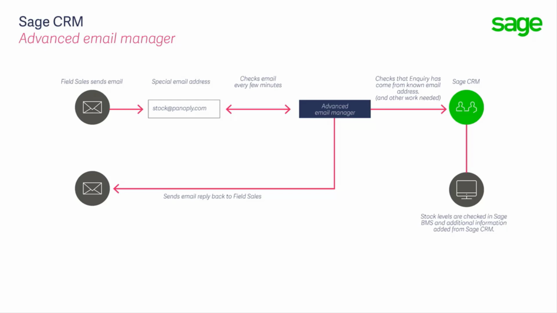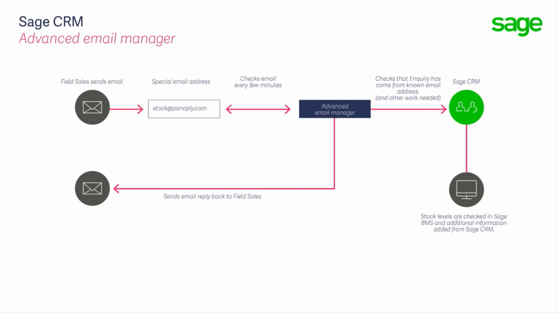Panoply Tech is the demo company within the standard CRM environment. And it's monitored by an element that comes out of the box within CRM called the Mail Manager, Advanced Mail Manager. Now, the Advanced Mail Manager can be configured to check that the email has come from a registered Sage CRM user. Then it can parse the email looking for keywords.